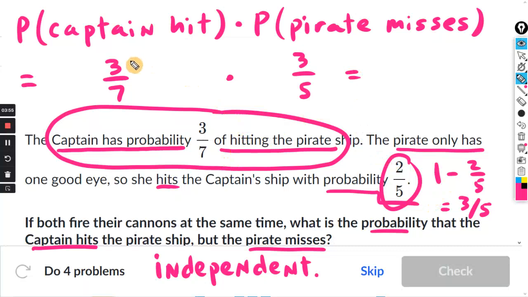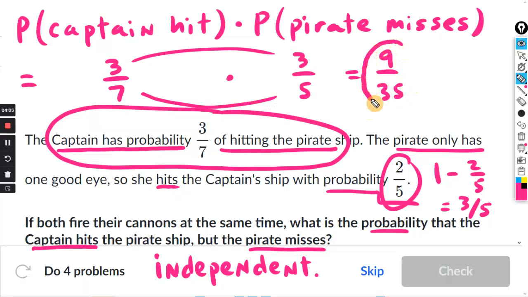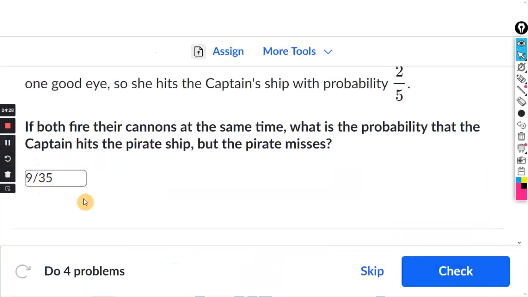Multiplying fractions, numerator times numerator, 3 times 3 is 9. Denominator times denominator, 7 times 5 is 35. So that's it right there. If they give you the probability that something hits and you want to find the probability that it misses, you just subtract it from 1. Okay, 1 minus 2/5 is 3/5 because 1 is the same as 5 over 5 and 5 minus 2 is 3. All right, 9/35. Don't reduce. Don't make it a decimal. Just leave it as is.